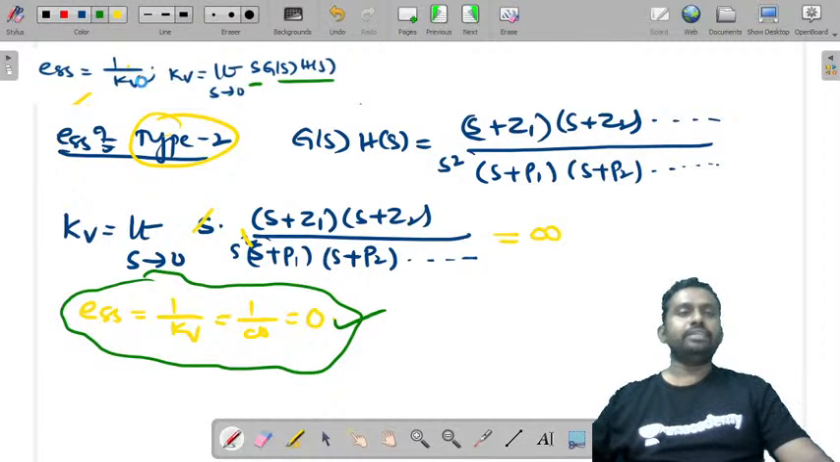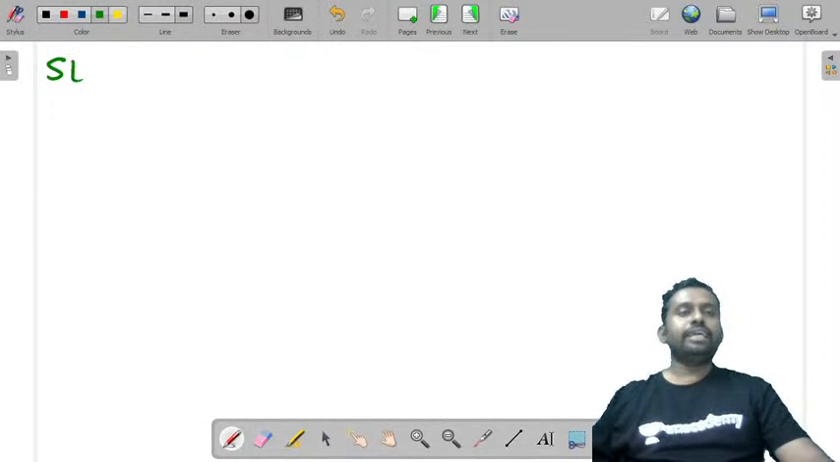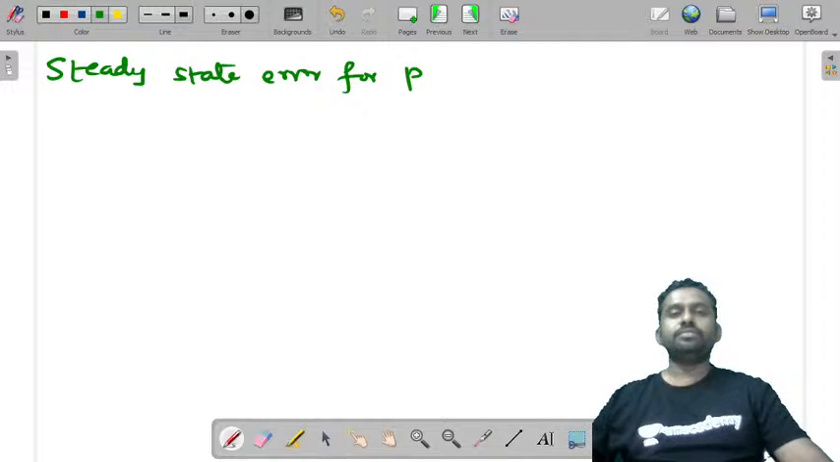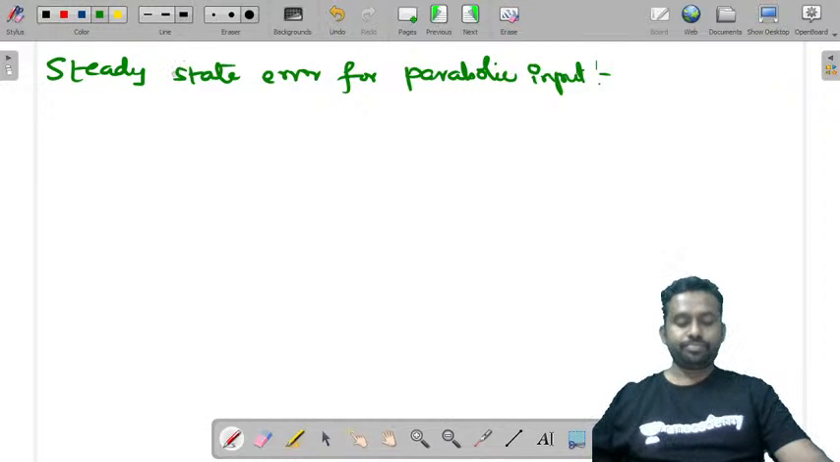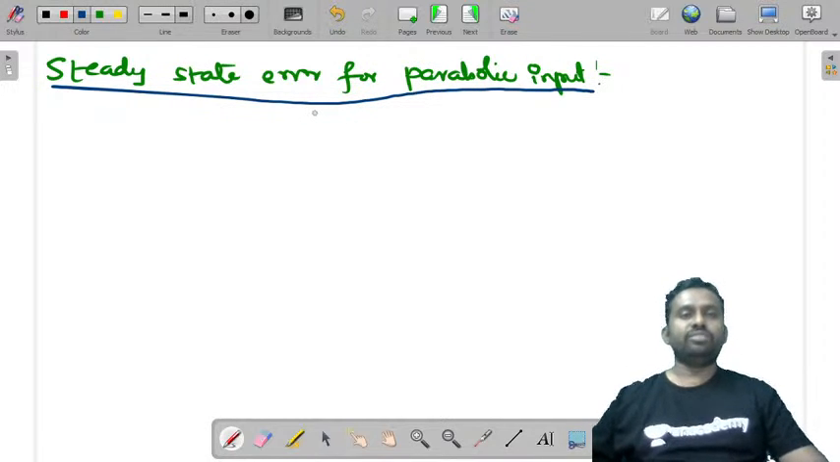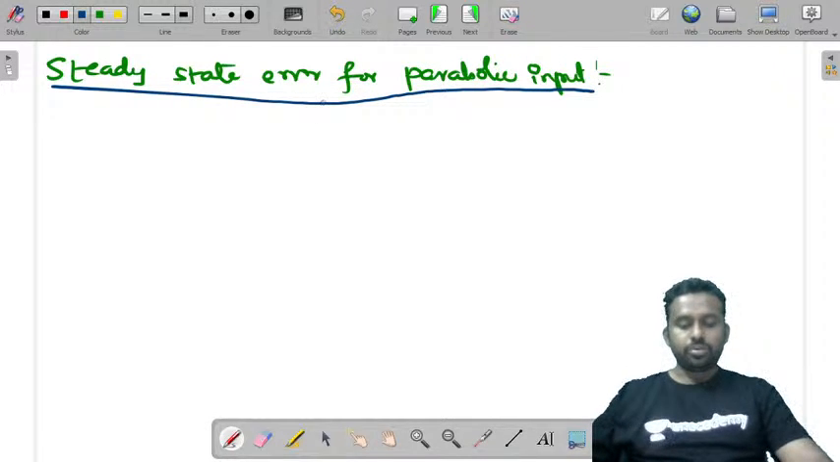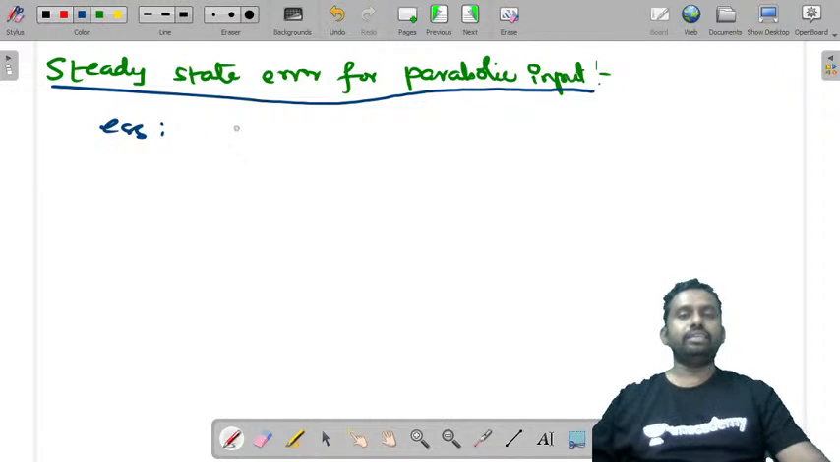Similarly, let's look at steady state error for parabolic input. You can do it in a similar way as we have done for the earlier inputs. I just want at least one or two of you to do it and tell me what the values of steady state error are, and if you have any other constant, what is the constant that you come across.